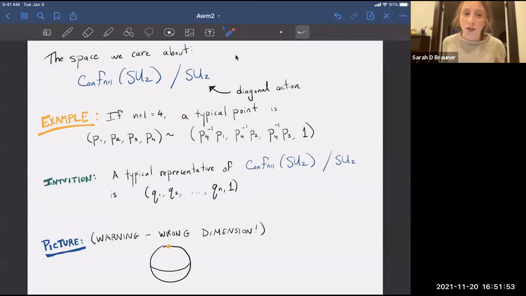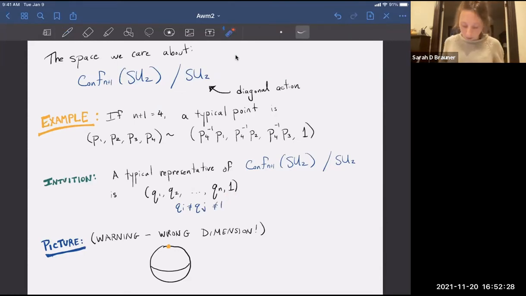And I think it's helpful to think about what is a typical point in this space. So let's say that n+1 is 4. A typical point just looks like this, but because I have a group and I've modded out by the diagonal action, I can multiply through by P4 inverse, and I get something that looks like this, where 1 is my last point. And the point is that I can always do this. So a typical representative of this point is going to be this n+1 tuple where qi is not equal to qj is not equal to 1, and then 1 in the last coordinate.